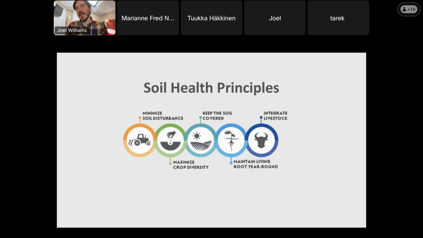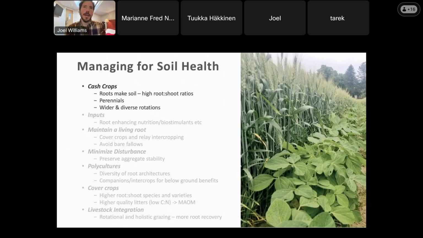I'm not saying that livestock are essential. I think we can do a lot of good without livestock as well, but I do really support that where they are included, there are additional gains to be had. So let's dive into some examples that we can kind of use to then manage this and manage soil health.